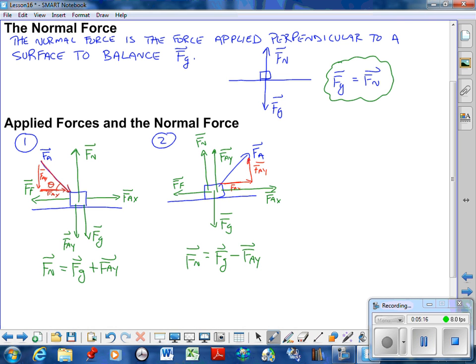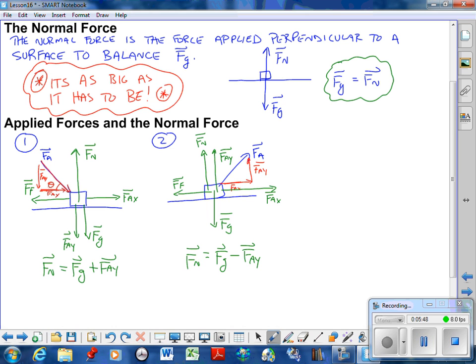So the normal force is as big as it has to be. It's not a constant. It's not something that you're going to calculate and say this is what it is for the whole scenario. It's going to vary from situation to situation. And it's extremely important, the normal force, in the future lesson when we start talking about some other key forces.